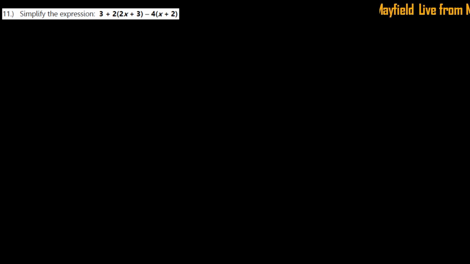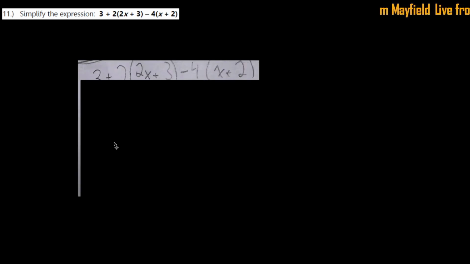All right. Last but certainly not least is our last one of this study guide. It says simplify the expression. It has 3 plus 2 times quantity 2x plus 3, then it has minus 4 times the quantity x plus 2. And so where are we at here? So I do my distributive property first. And so I do a positive 2 times a positive 2x is positive 4x. I do positive 2 times a positive 3, which is a positive 6.